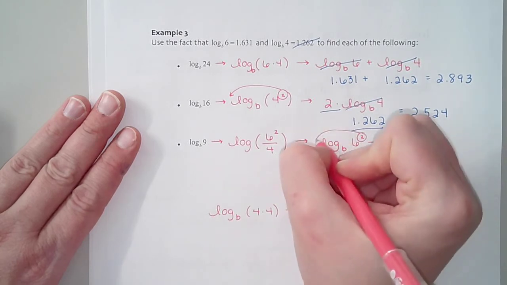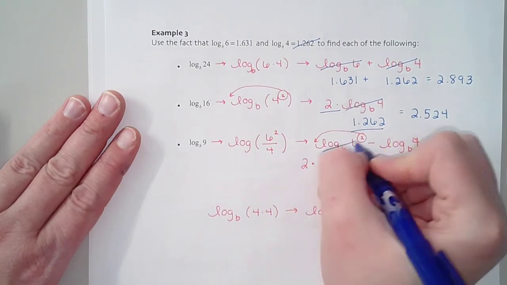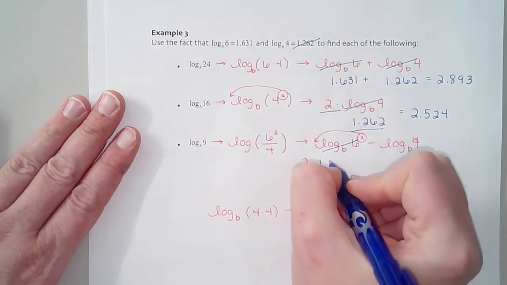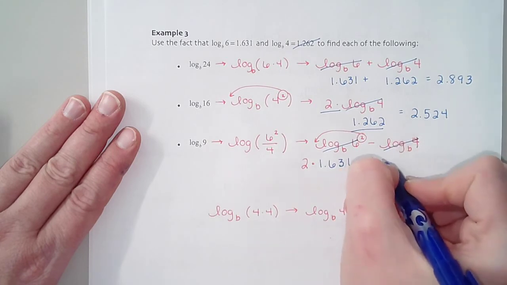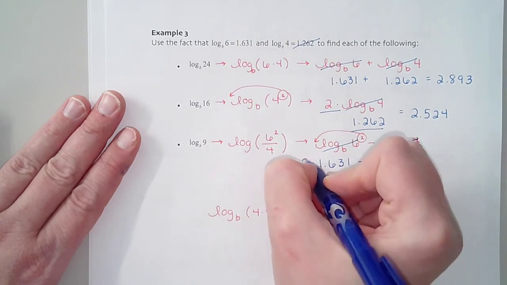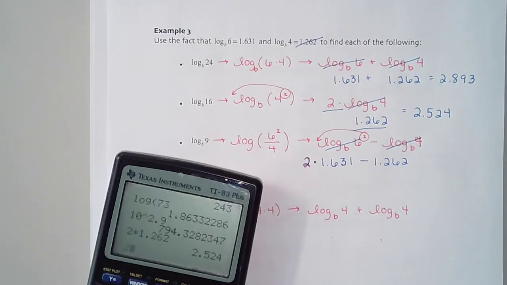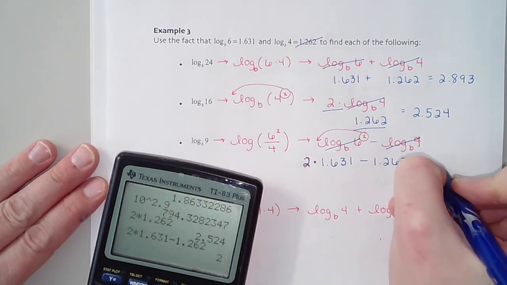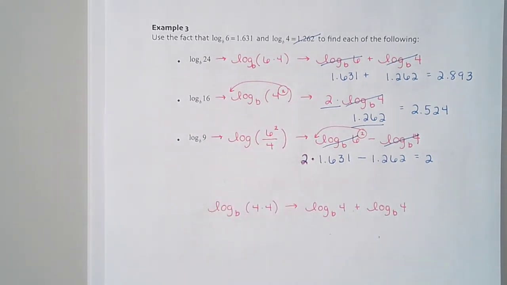I'm going to put this 2 down here in front. And then I'm going to take log base b of 6 and replace it with 1.631 minus log base b of 4, which is 1.262. And then this is the calculation I'm doing. 2 times this minus 1 of this. So 2 times 1.631 minus 1.262 leaves me with, oh, that's just equal to 2. Okay, those are some tough problems. You got to be a little bit creative with those, but I think they're good math.